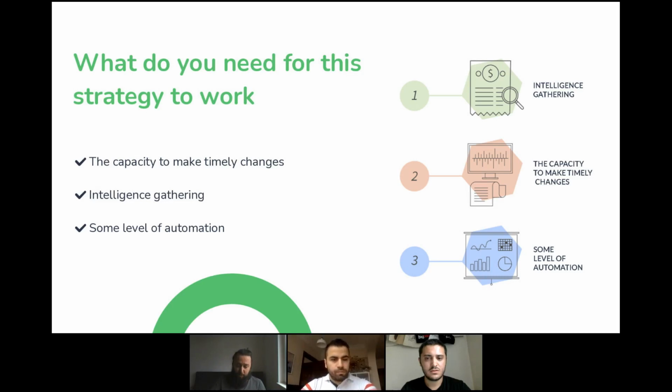For this strategy to work, as I mentioned, historically the giants are able to do this because it required the manpower and the computing power. But now with the pricing, you are able to do timely changes without waiting for the manual processes. For 24 hours and 7 days, you can gather intelligence on the market and act accordingly. And you can do an infinite number of automations, like the cheapest price in the market, or let's say 10% more than your similar competitor, and so on and so on.